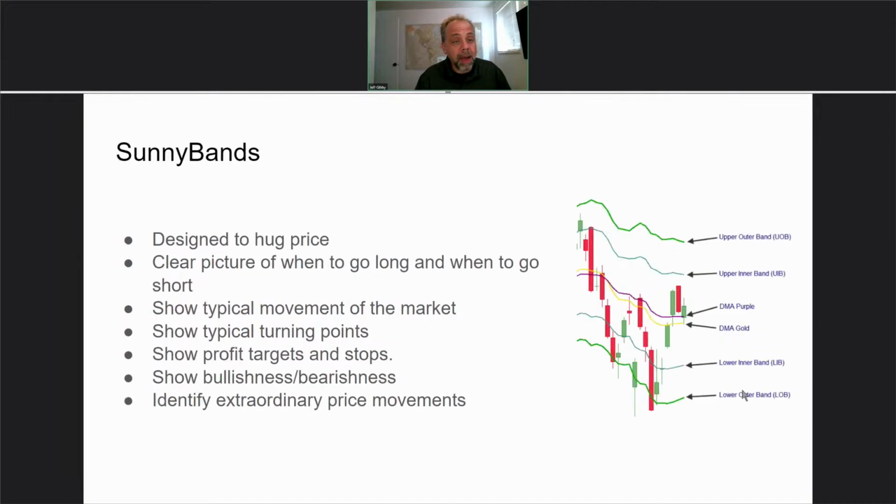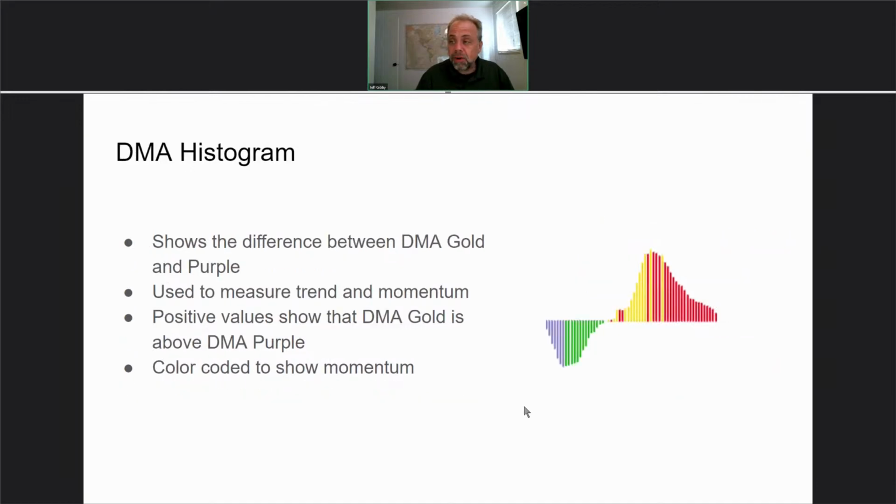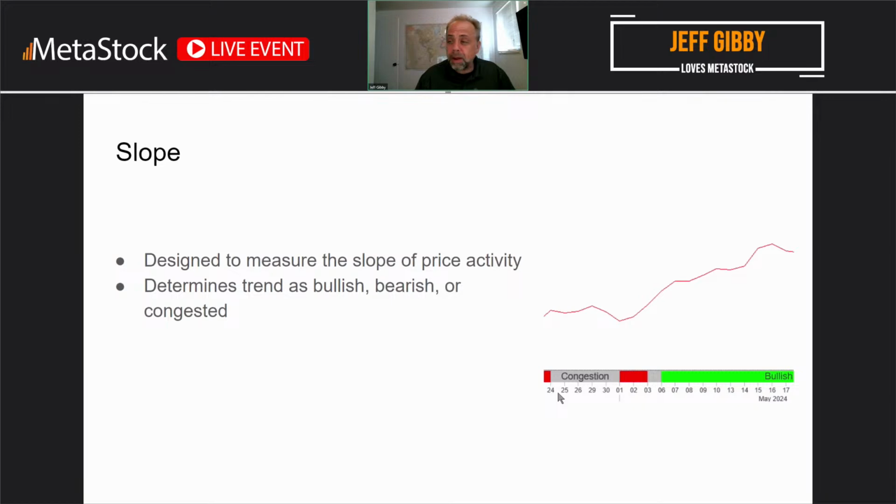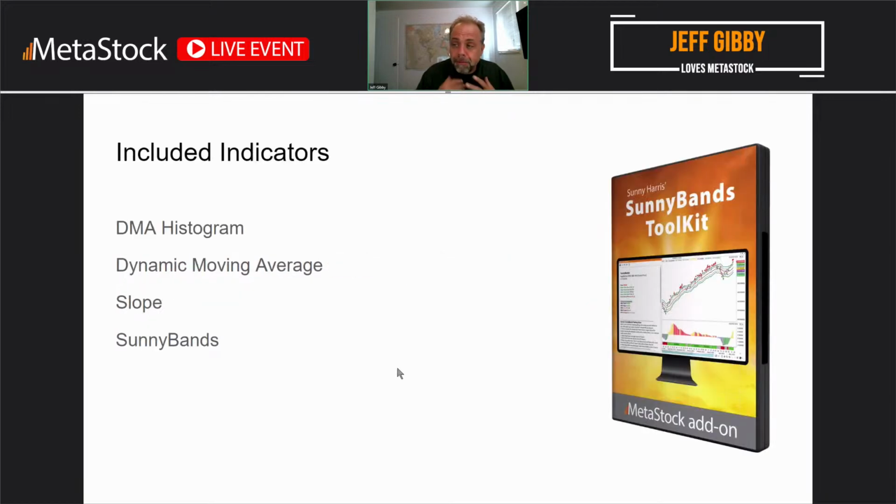You're going to get the SunnyBands. You're going to get the DMA histogram, which shows you the difference between the DMA and the gold, helps you measure the momentum. And you're going to get the SOAP indicator. Now, the SOAP indicator is displayed with the trend ribbon. And we have fully integrated that into MetaStock as well.